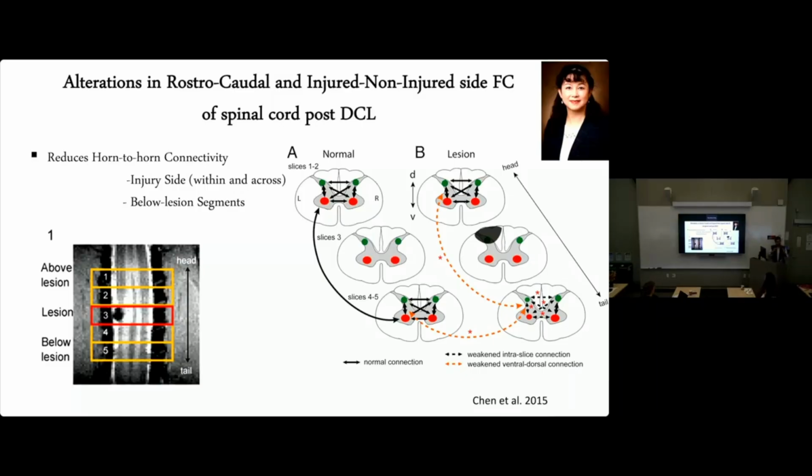location. And more importantly, the injury effects were very highly significant in the injured side of the spinal cord compared to the non-injured side. So this gave us a lot of confidence regarding the spatial specificity of BOLD signals in finding injury effects after a dorsal column lesion injury in the spinal cord.